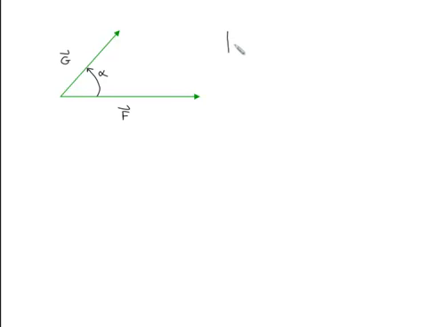And so they're going to tell us that the magnitude of f is equal to 3 newtons. The magnitude of g is equal to 7 newtons. And they're going to tell us that alpha, the angle between them, is 70 degrees. So this is not drawn to scale. This is a generic picture.